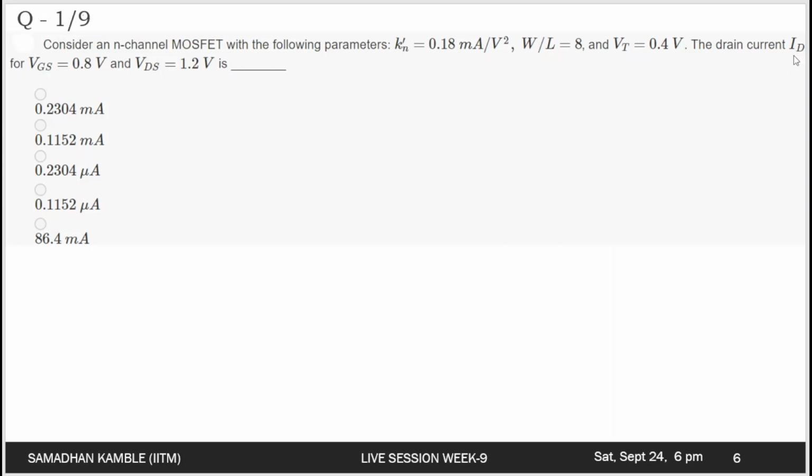We need to find out the drain current when VGS and VDS are given by these particular values. One thing we can note straight from these values is that our VDS is larger than the difference of VGS and VT. So our VDS, which is 1.2, is larger than the difference of VGS, that is 0.8 minus 0.4. So this particular condition tells us that the device is in saturation.